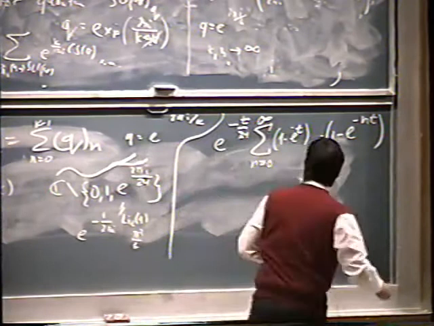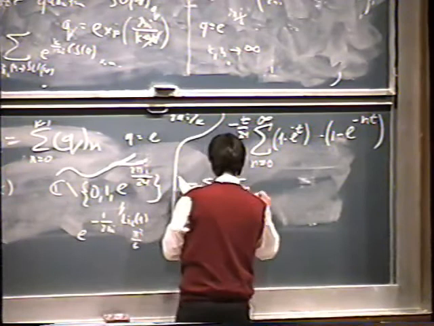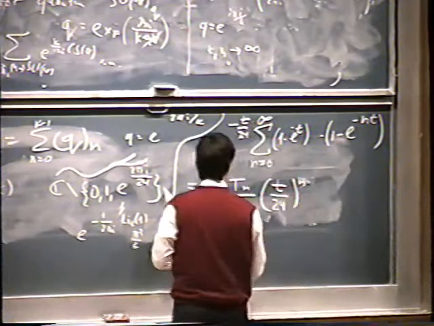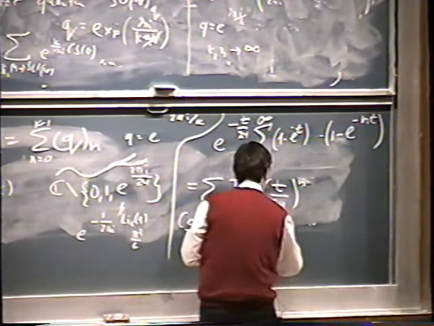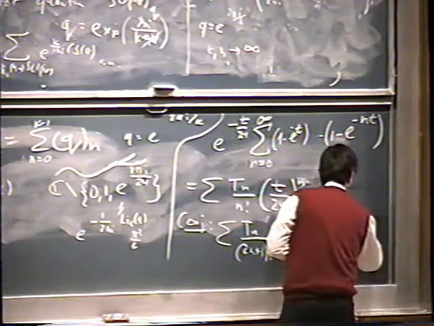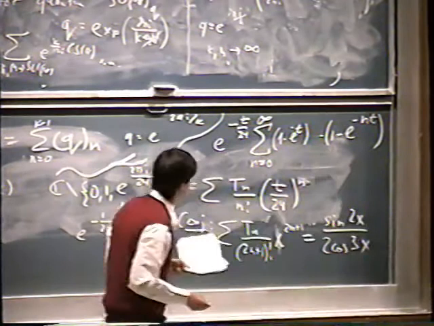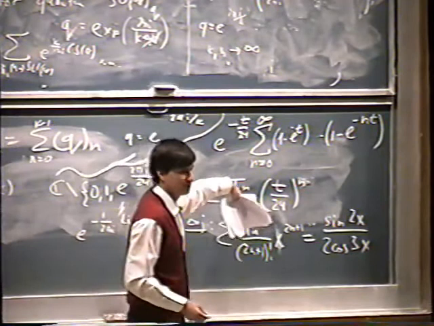And let's write it something like this. So the conjecture is that we take the sum over t^n over 2, make some transformation with this, then we get sine 2x divided by 2 cosine 3x. So it's one of our first miraculous identities coming from this game.